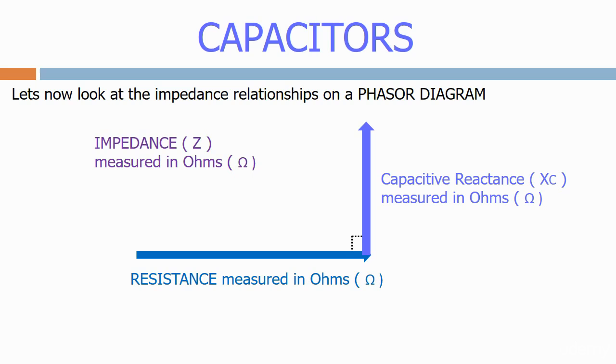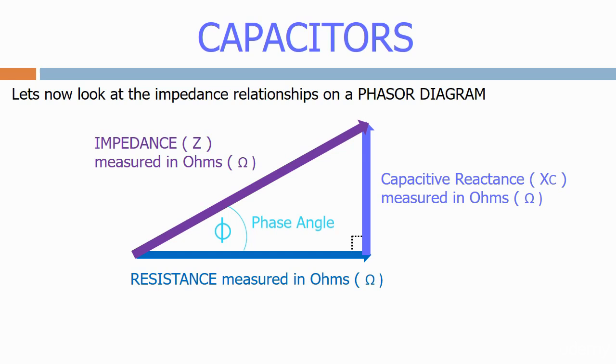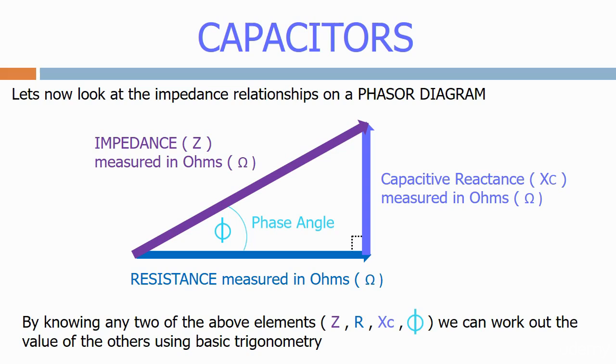Finally, we have the impedance Z, also measured in ohms. And that's the summation of the resistance and capacitive reactance vectors. Phi is the phase angle between the impedance and resistance vectors. By knowing any two of the above elements, Z, R, XC or phi, we can work out the value of the others using basic trigonometry.